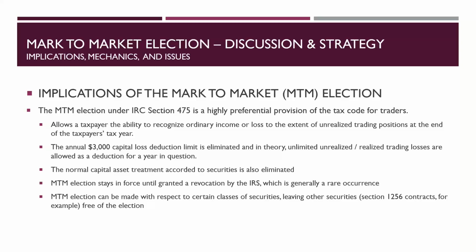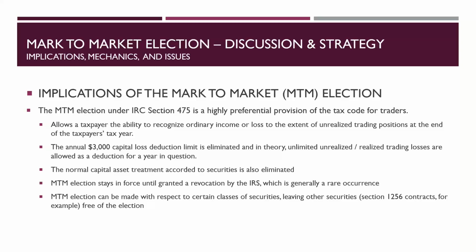The normal capital asset treatment accorded to securities is also eliminated. So what that means is, instead of getting capital gains treatment, if you sell a stock or you sell crypto, something like that, it becomes ordinary income and loss. So in the context of someone that has long-term capital gains, which probably wouldn't be relevant here anyway, because as we know, traders shouldn't have long-term capital gains generally, because you should be turning your portfolio over. In the context of someone that has long-term capital gains, you are losing the tax benefit of the long-term capital gain by having a mark-to-market election.